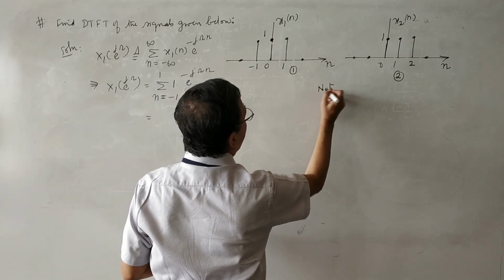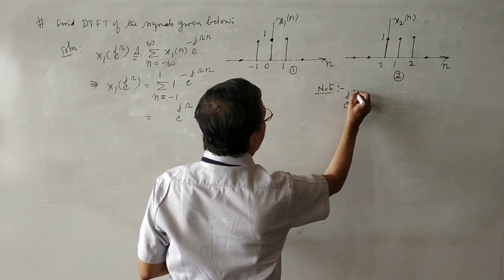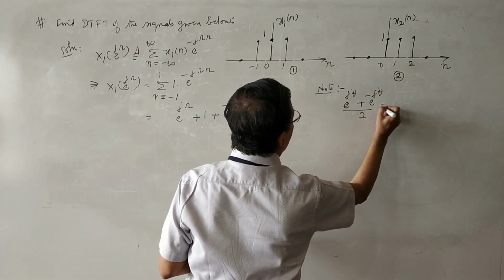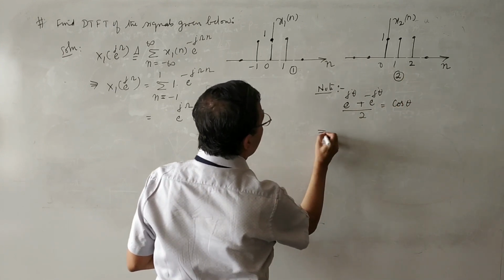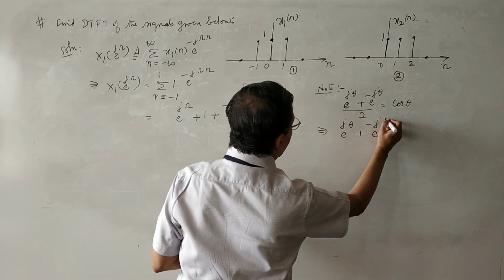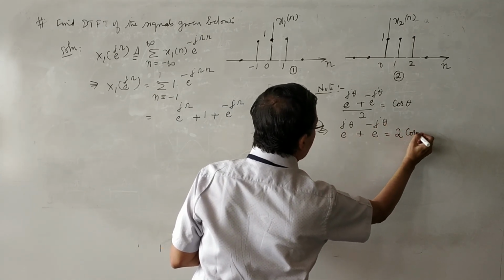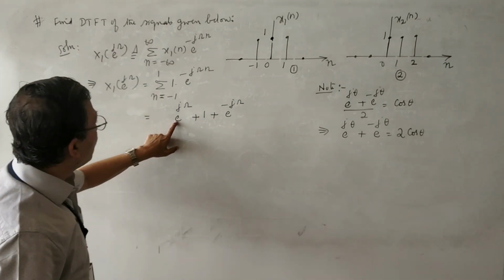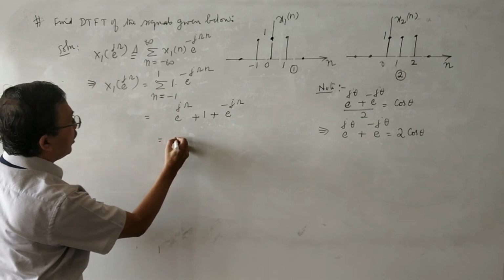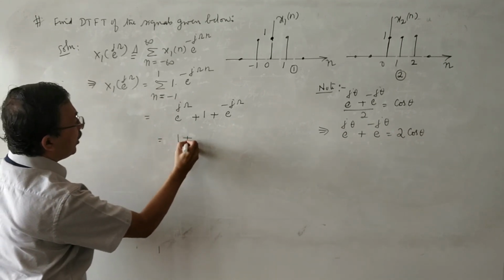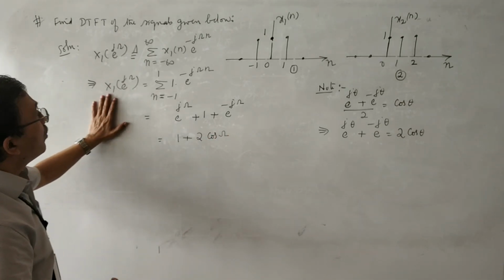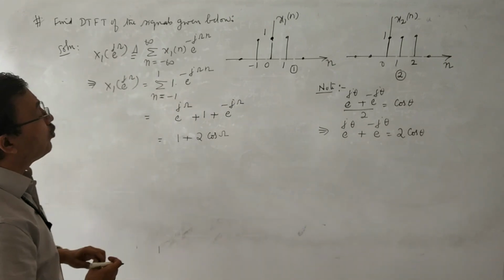Note, e to the power j theta plus e to the power minus j theta divided by 2 is cos theta. This implies e to the power j theta plus e to the power minus j theta equals 2 times cos theta. Now e power j omega plus e power minus j omega are complex conjugates. I can combine them and write 2 cos omega. Therefore the result is 1 plus 2 times cos omega. This is how x1 of e power j omega is formed.